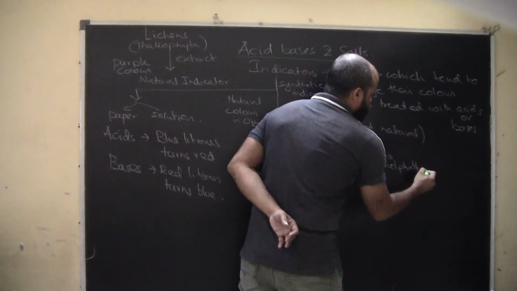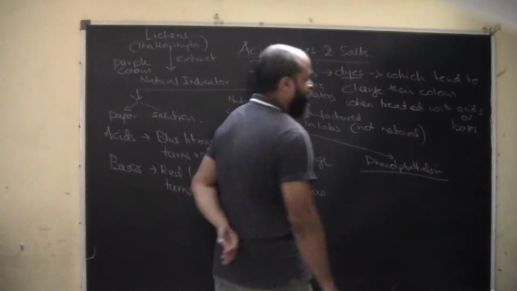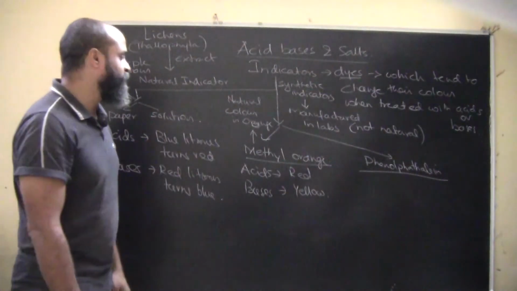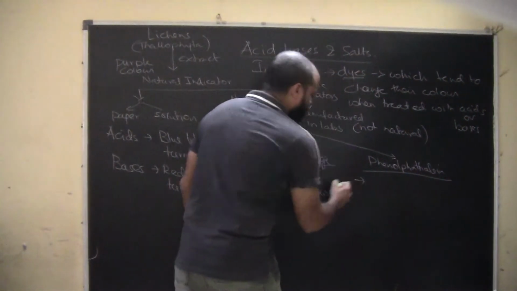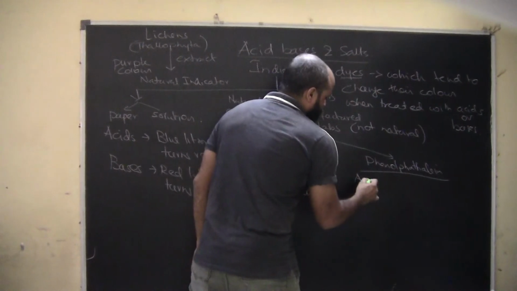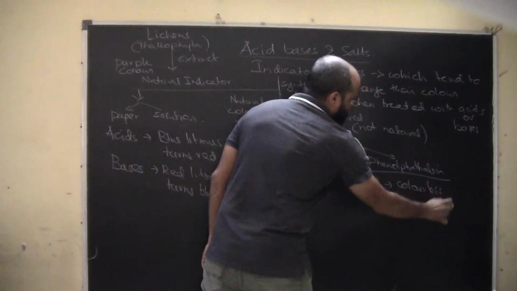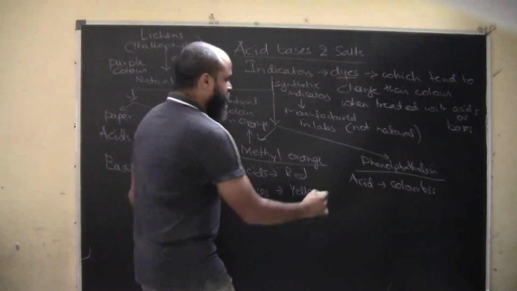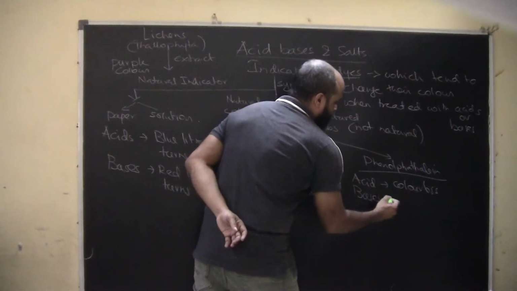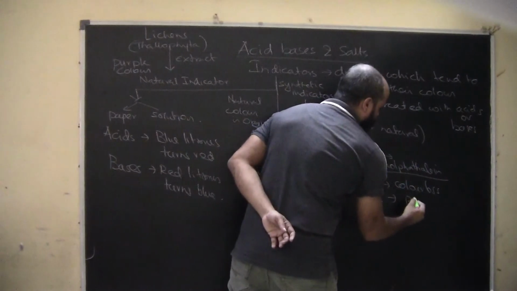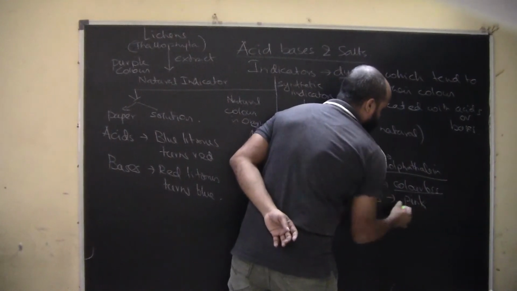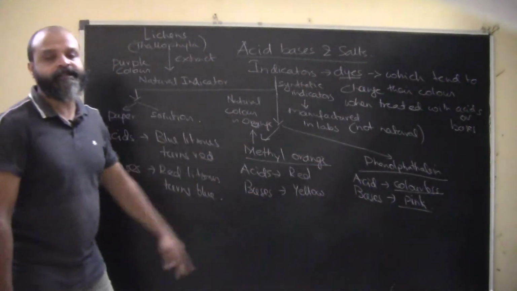I always make a mistake in the spelling here. Phenolphthalein indicator. Okay, now again phenolphthalein indicator, in acids it remains colorless, while in bases it becomes pink.